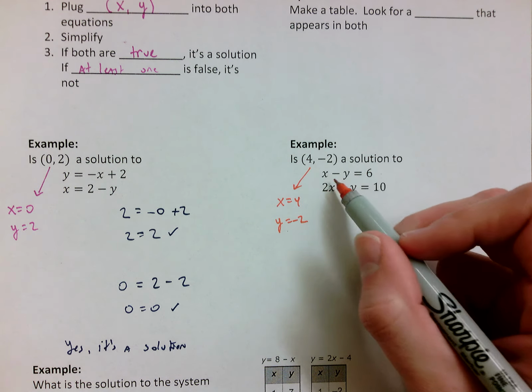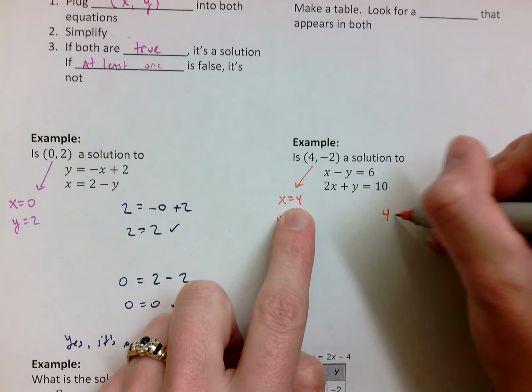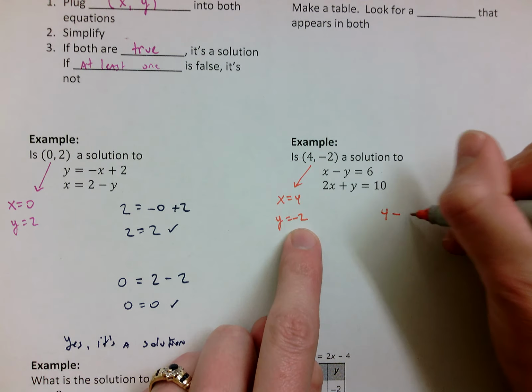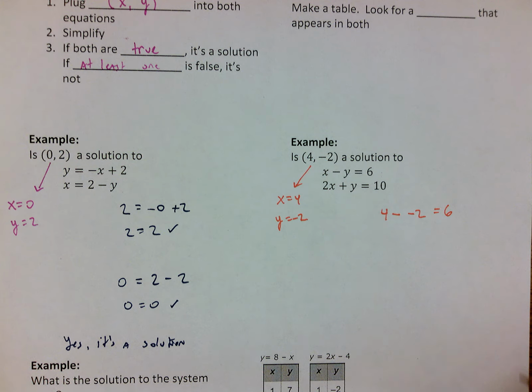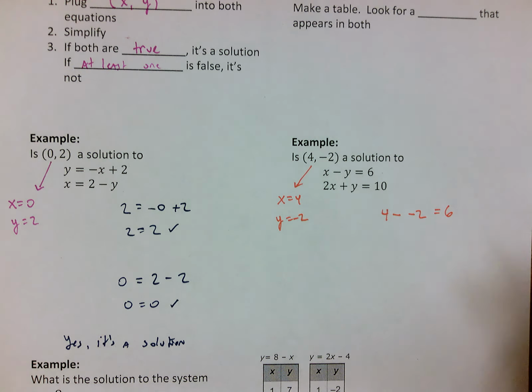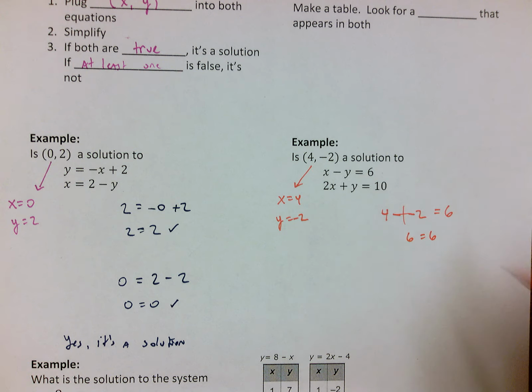So the first equation says x minus y equals 6. So x is 4 minus y is -2, right? Does that equal 6? Well, remember when we have 4 minus -2, that's like a giant plus sign, right? So that's like 6 equals 6. Yeah, that's true.